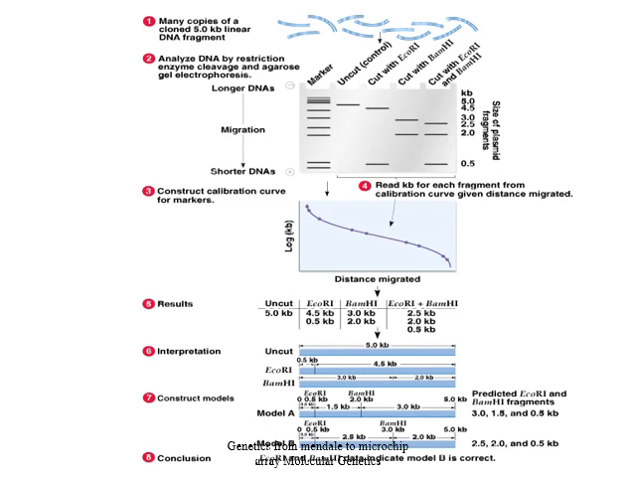Many copies of the cloned 5 kilobase pair linear DNA fragment. Analyze DNA by restriction enzyme cleavage and agarose gel electrophoresis. Large DNA migrates slowly and short DNA migrates faster. Construct a calibration curve for the markers. Here, the distance migrated, and this is the result, interpretation, and construct the model and conclusion.